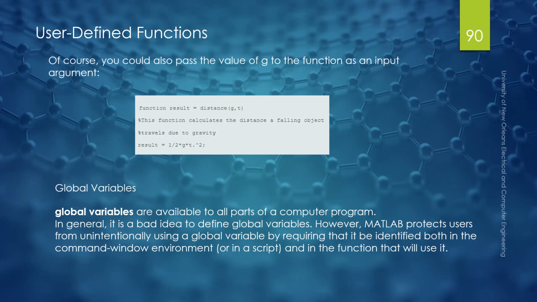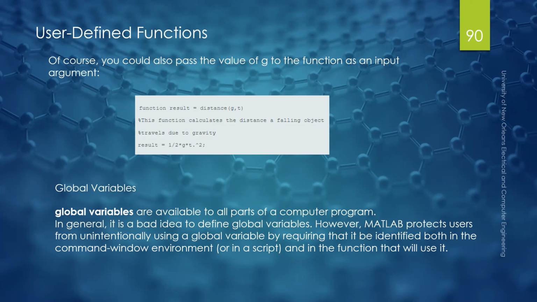All right, so now we talked about local variables that exist only within the function itself, but also global variables. Global variables are sort of the opposite. They're available to all parts of a computer program. Now, it may seem like a good idea, but it is not always the case that you have to use global variables, because it's easy to create other problems. In general, it's a bad idea to define global variables, period.